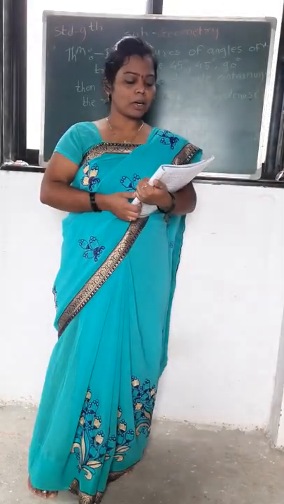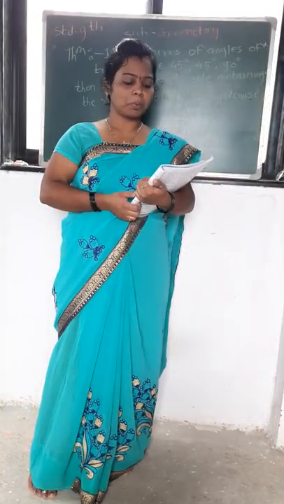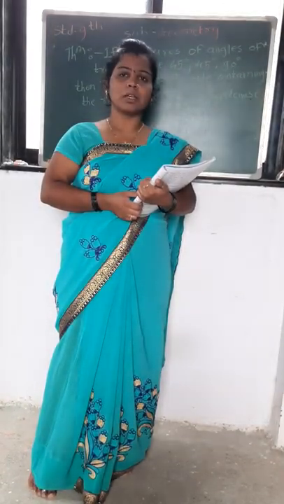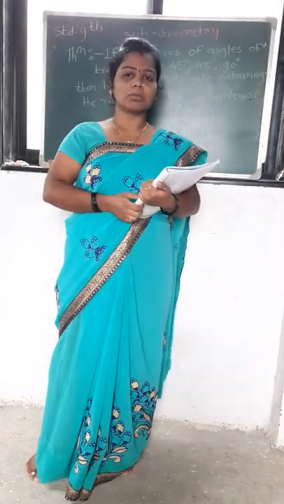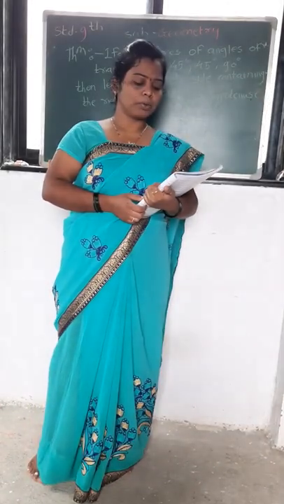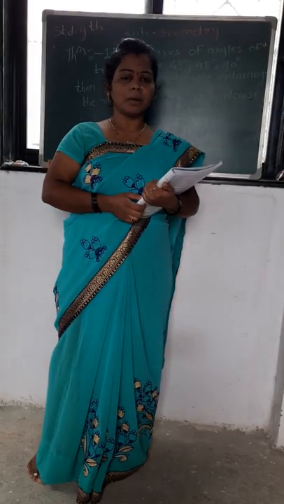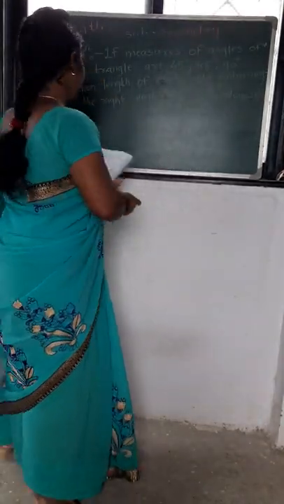The statement of the theorem is: if the measures of the angles of a triangle are 45 degree, 45 degree, and the third one is 90 degree, then the length of each side containing the right angle is 1 by root 2 into hypotenuse. Then we have to see the proof of the theorem.